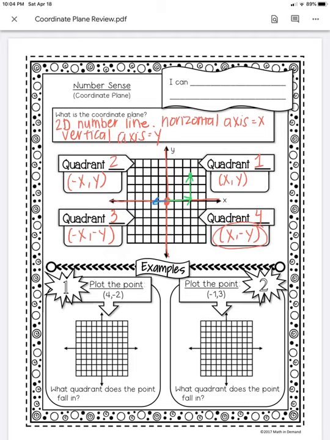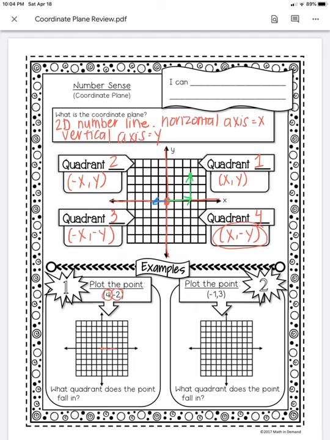Now, practice number 1, it says plot 4, -2. Anytime we're going to plot a point, we always start at our origin. Then we go and look at our x-axis. We need to go to 4 on the x-axis. 1, 2, 3, 4. Then we need to find the y coordinate, which is -2.